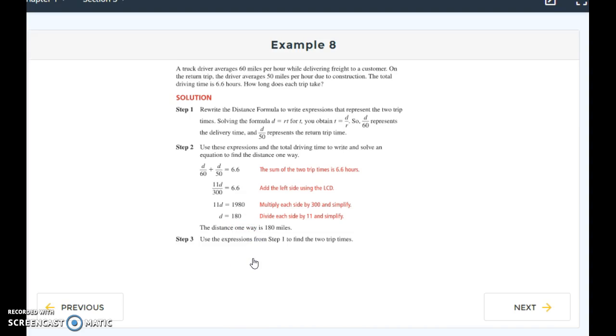So then I can use my expressions from step 1 to find my 2 times, because I was asked how long does each trip take. So the delivery is 180 miles at 60 miles an hour, which tells me it's 3 hours. Then the return trip is 180 miles at 50 miles per hour, which gives me 3.6 hours.